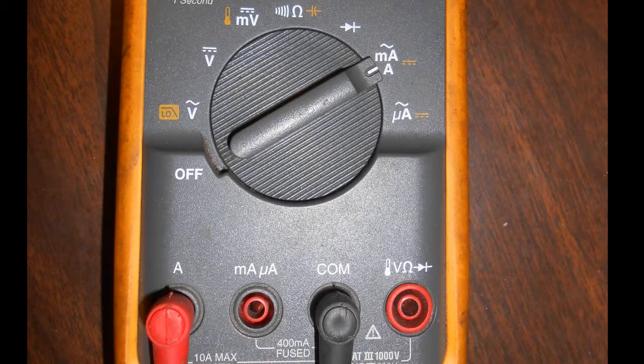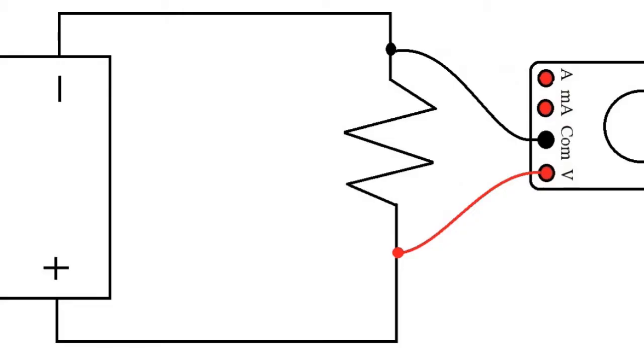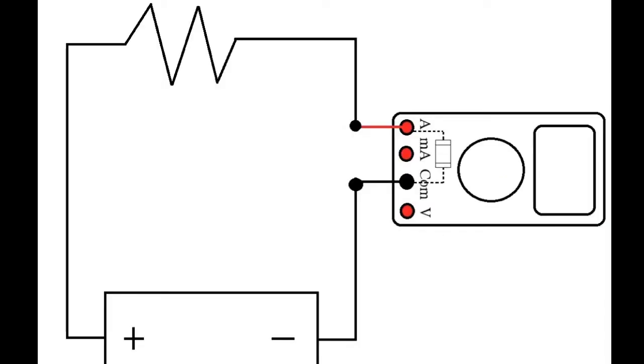The remaining dial positions are used for current measurement. All prior measurements covered in this video require the meter to be in parallel with the circuit. For current measurements, the meter must be placed in series with the circuit being measured.